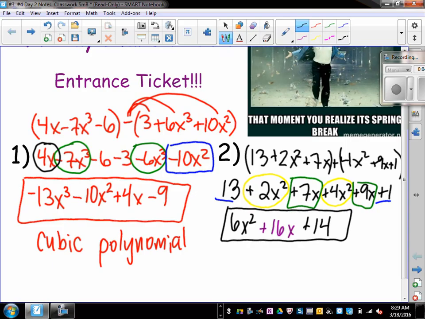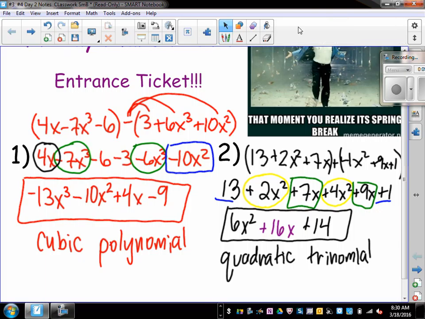Alright, so how do we classify this? Based upon its degree, what is it? Quadratic. Trinomial. Good. Quadratic trinomial, 3 terms. Alright, questions on that? Yes. What if they put 16x squared? I would just put a little line through that 16x squared, just so they know that that's the piece they messed up on.